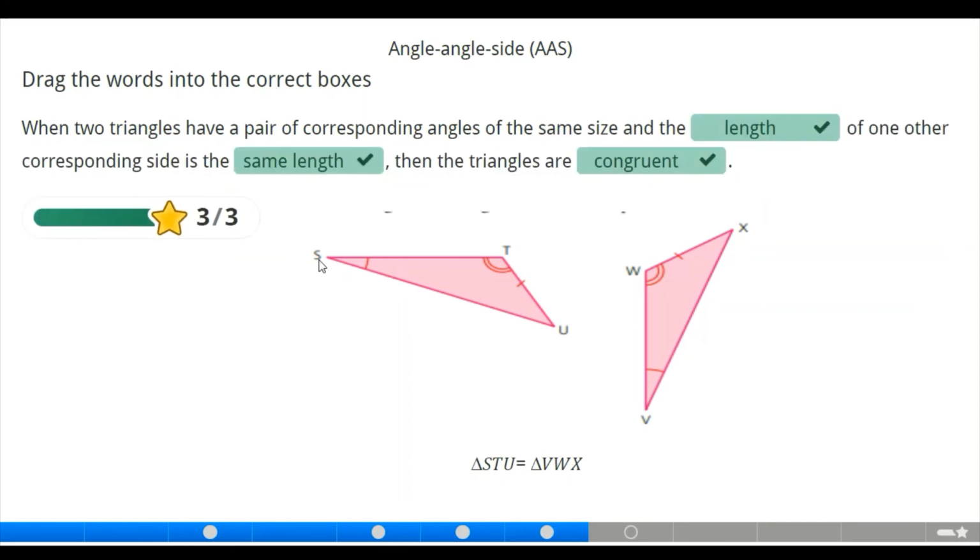Now let's look at this. If you look at what we have here, side SU is the same as side VX. Side UT is the same as what? Side WS, and side ST is the same as side WV. And angle T will also be equal to angle W.